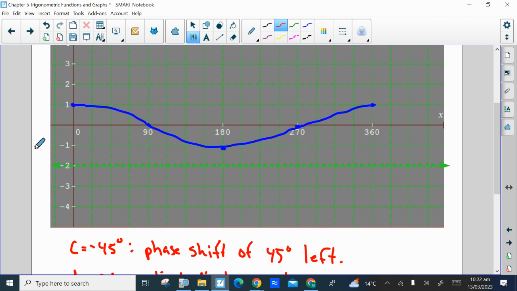And then we'll go 90 degrees to the right, which is 4 sections. 1, 2, 3, 4, you're in the middle. Another 4 sections, which is 90 degrees. 1, 2, 3, 4, you're at the minimum. Another 4 sections, which is 90 degrees, you're back to the middle. And then another 4 sections, we're back to the maximum. So this is one cycle of this graph.